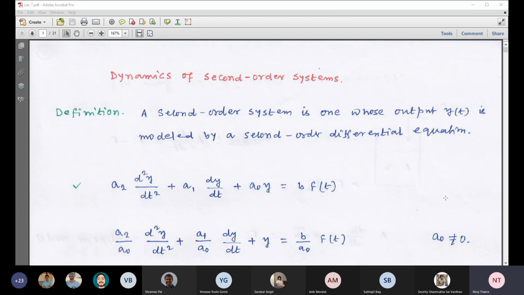And you know your syllabus for the test on Monday is till first order system. Your syllabus for the test on Monday, coming Monday, is at the end of first order system.